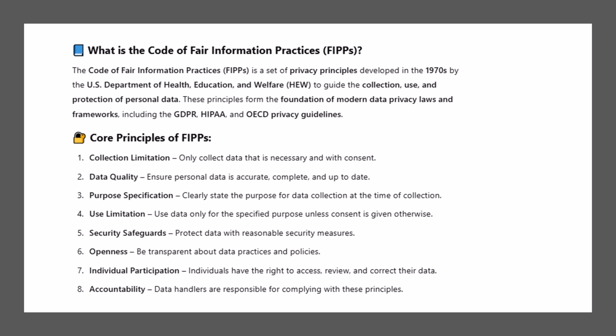Core principles of FIPS are: 1. Collection limitation, 2. Data quality, 3. Purpose specification, 4. Use limitation, 5. Security safeguards, 6. Openness, 7. Individual participation, and 8. Accountability.